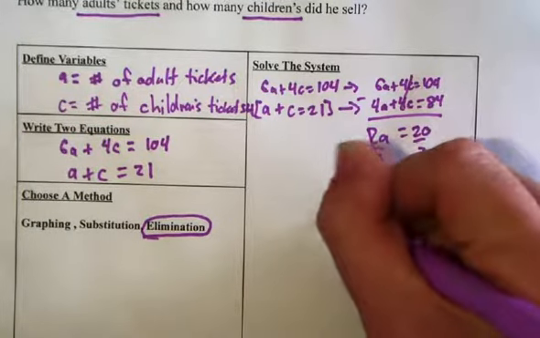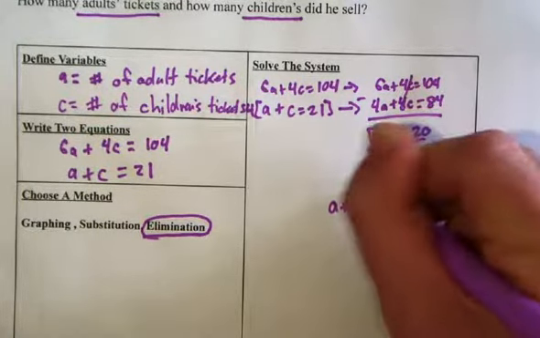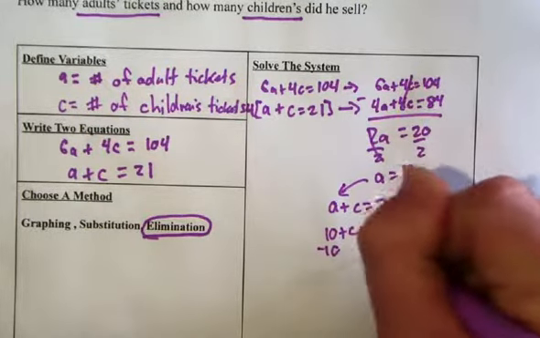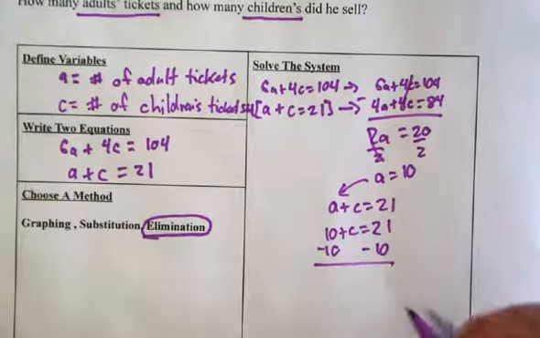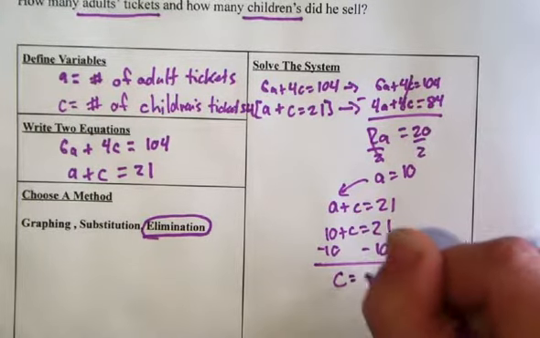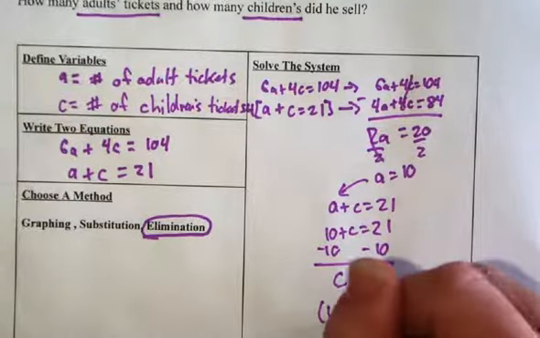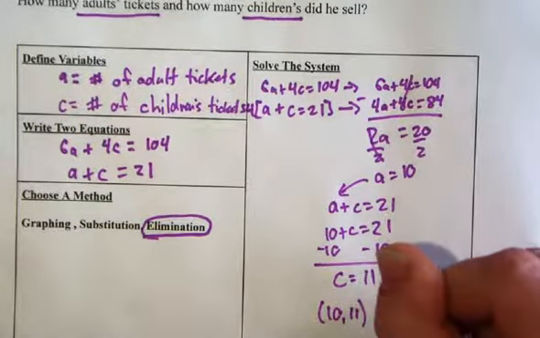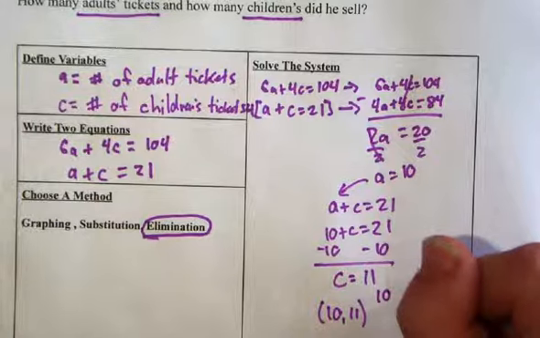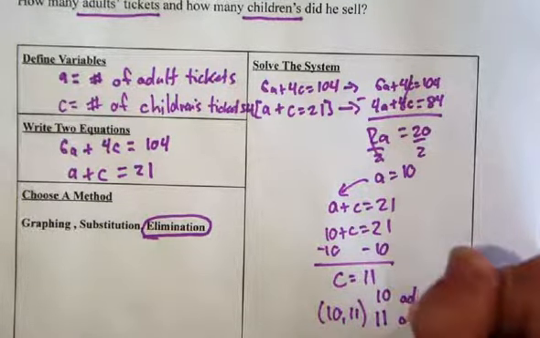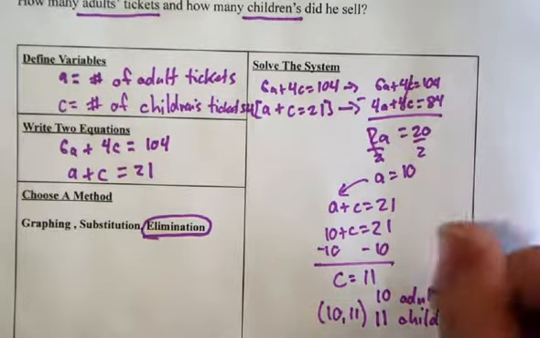Well, this is a really easy one. A plus C equals 21. I can plug this in here. 10 plus C is 21. Subtract 10 from both sides. I get C equals 11. So our answer is 10, 11, or 10 adult tickets, 11 child tickets.